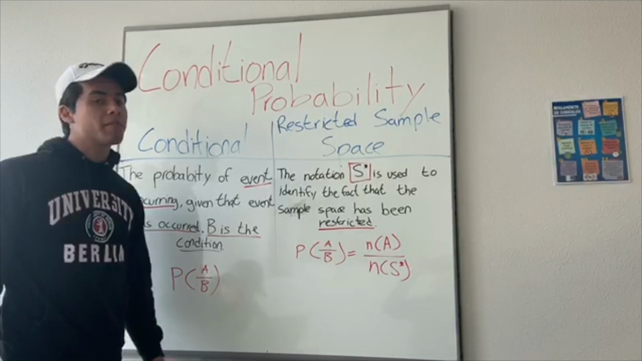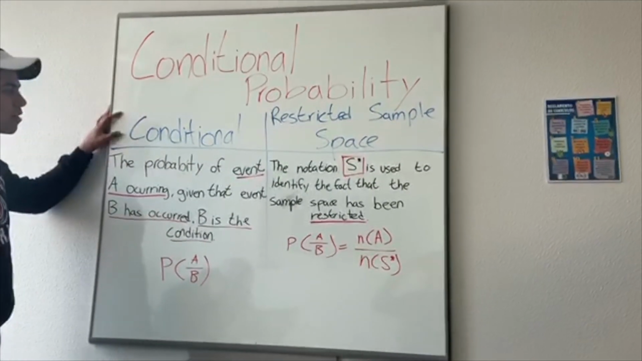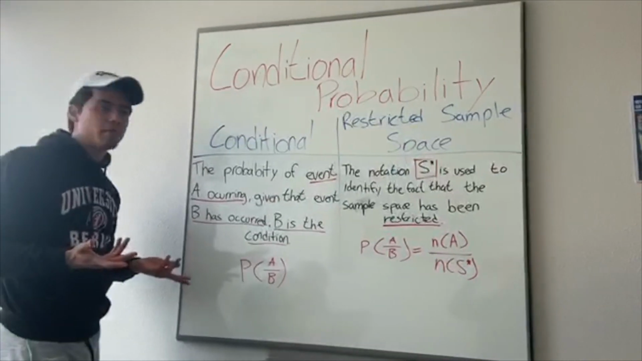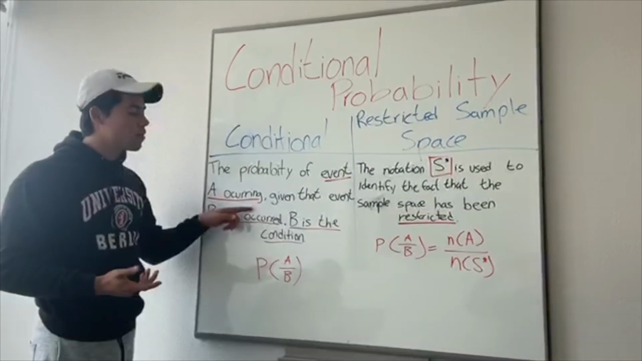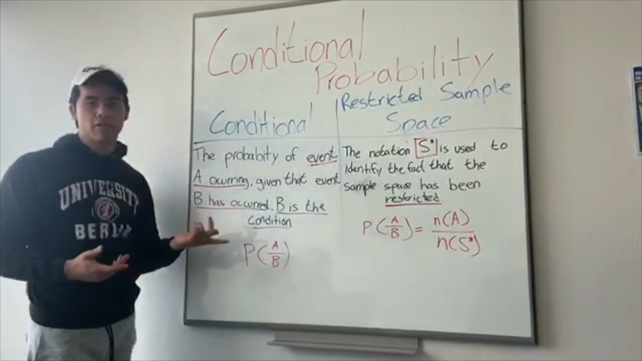Hello, my name is Sergio Jimenez and I will explain conditional probability. First, we need to know the conditional. What is a conditional probability? It's the probability of an event A occurring given that event B is occurring.